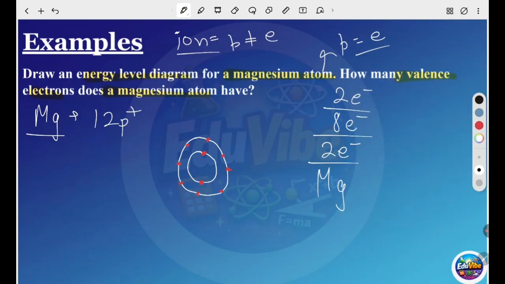In the last orbit, we are left with only 2 electrons. We make only 1 and 2 electrons, and this is the magnesium. So this is how the electron dot structure looks like. We will learn more about it in the next lessons. Till then, you just need to know how we can make diagrams like these ones.